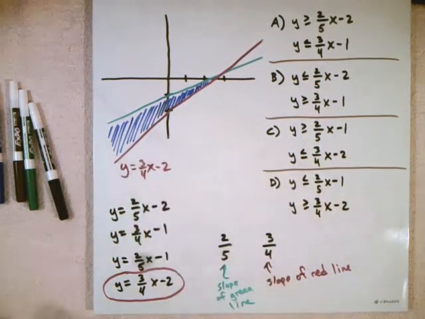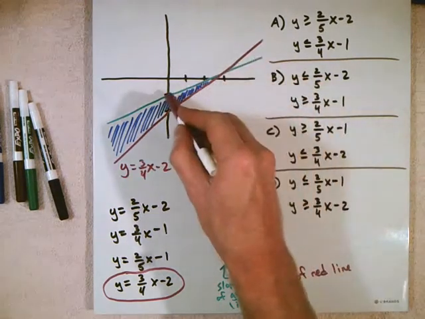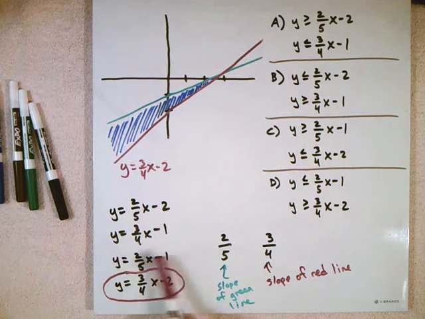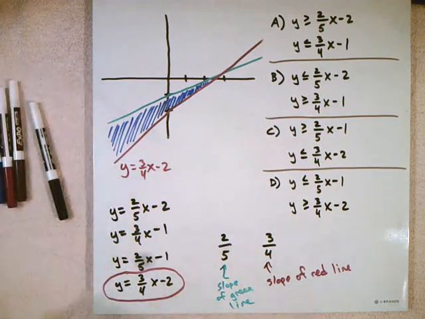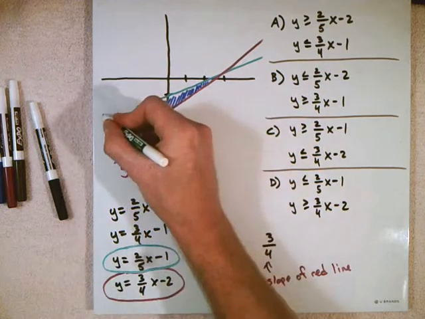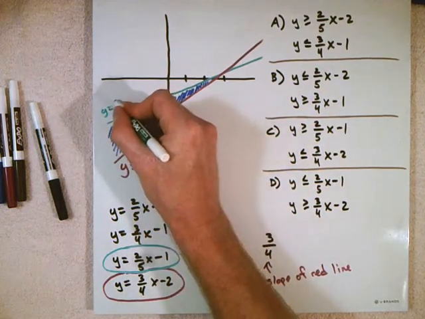Now what about the green line? We know its slope has to be 2/5. Where's the green line crossing the y-axis? At about -1. So where's the equation that has a slope of 2/5 and a y-intercept of -1? Right above it there. So that must be the green line. There we go. Okay, so the green line has to be y equals 2/5 x minus 1.